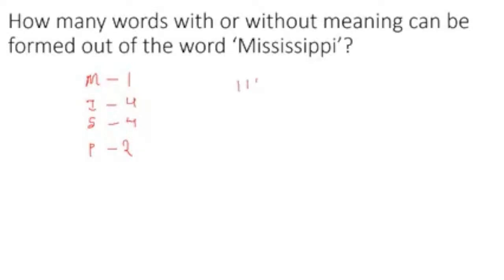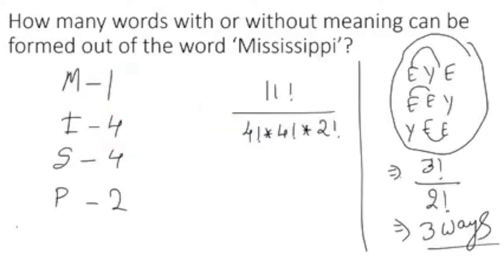So the answer will be 11 factorial by 4 factorial into 4 factorial into 2 factorial, because the repeated things should be coming in the denominator. So please remember 11 factorial by 4 factorial into 4 factorial into 2 factorial. Guys, on the right side you can see one example with I. Generally arranging only gives 3 ways, not 6 ways here, because 2 letters are the same. That's why we are not counting those, so the answer is 3 ways here.